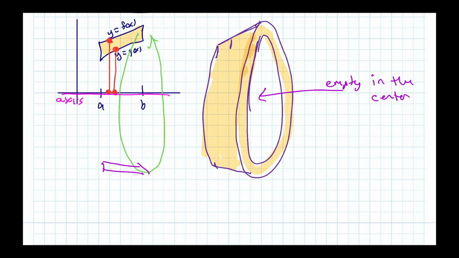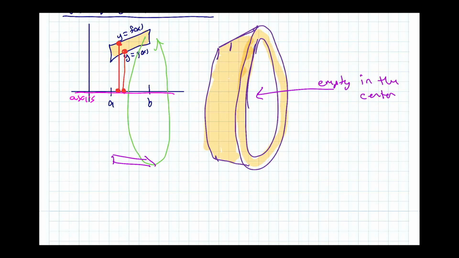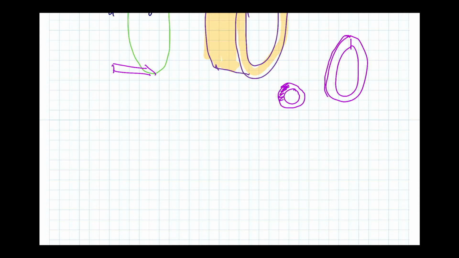Okay. And we call this method the washer method because if you take one little slice here of the curve, one little rectangle like that, and you rotate just that rectangle around the axis, it will look like this. Might be very thin. And if you look at that straight on, it would just look like this, right? Which looks like a washer.